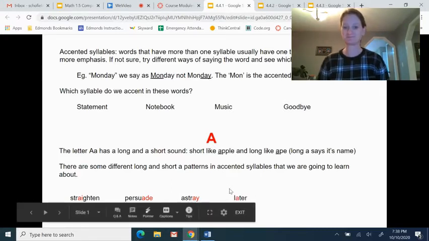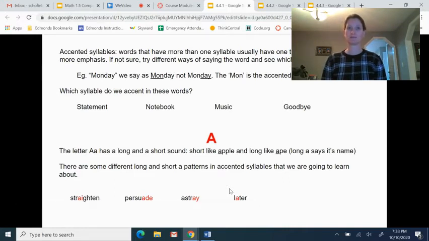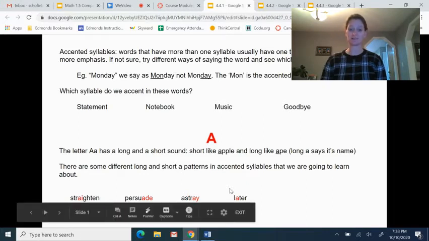And there is another one. Here is the word later. And when we say the word later, the lay bit at the start is the one that we say stronger. So it's the accented syllable.